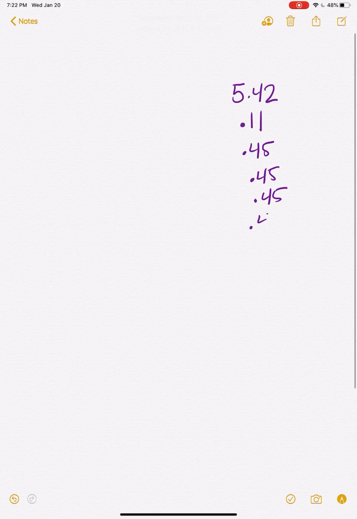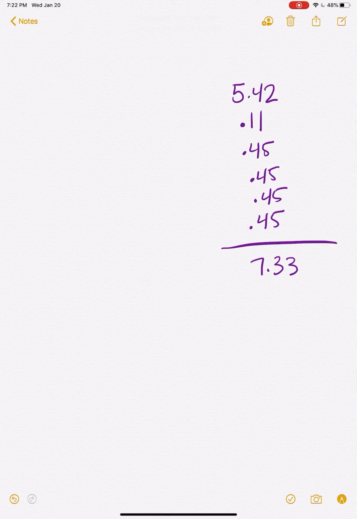5.42. Once I square it, negative 2.33 squared is 5.42. And then I have 0.11, and I have 0.45, and 0.45, and 0.45, and 0.45. After I squared all of those from patient 2, and so when I add those together, I get 7.33.